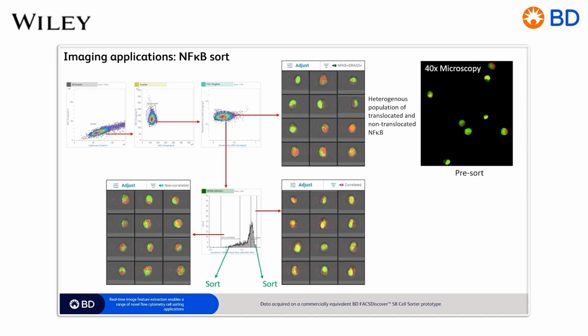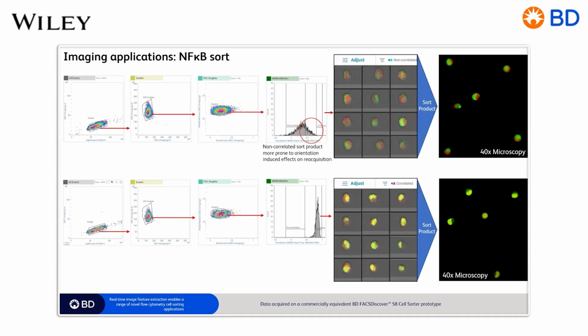So we went ahead and sorted those two populations. You can see the sort gates there. I've sorted the uncorrelated ones and then, of course, the correlated ones. Then we look at the sort products, and we run those sort products through the instrument again just to check for purity. On the top, they're largely uncorrelated, and from the image wall you see nice discrete green and red signals in those cells. When you sort them onto a microscope slide and look under the scope, it's confirmed they're all untranslocated.